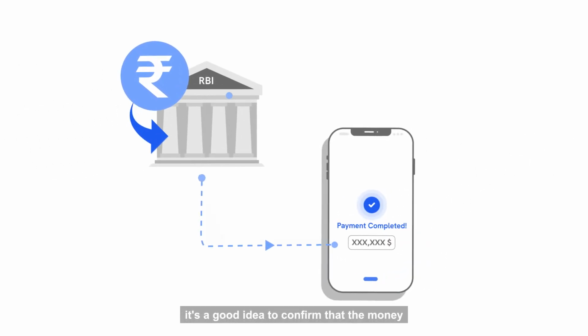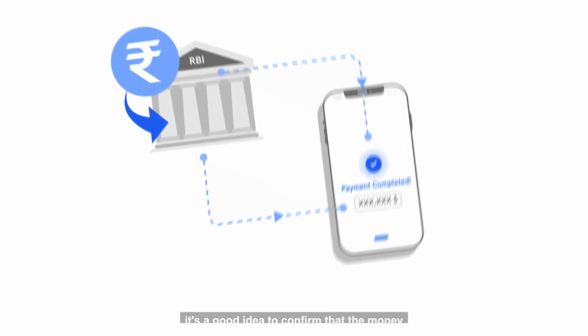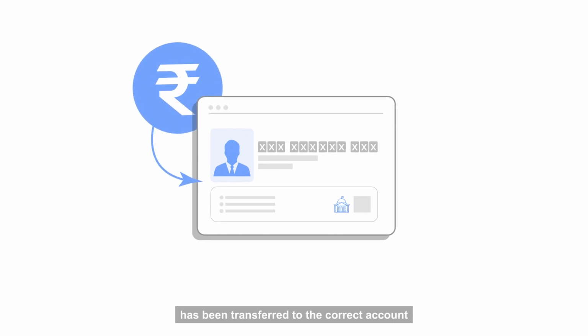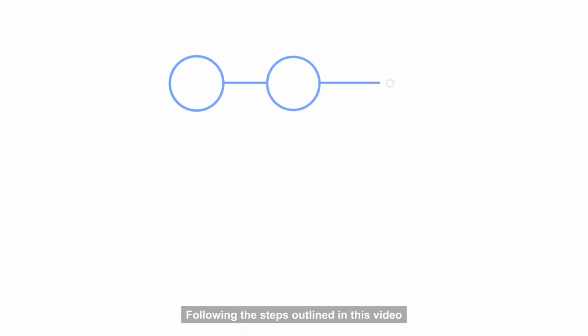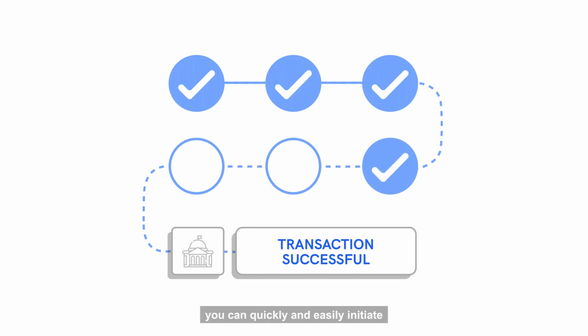Step 5. Confirm the transaction. Now that the transaction has been processed, it's a good idea to confirm that the money has been transferred to the correct account. Following the steps outlined in this video, you can quickly and easily initiate an ACH transaction with your bank.